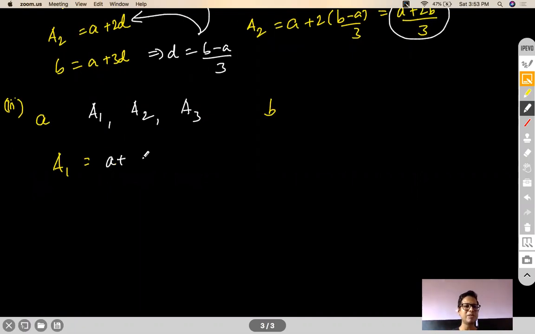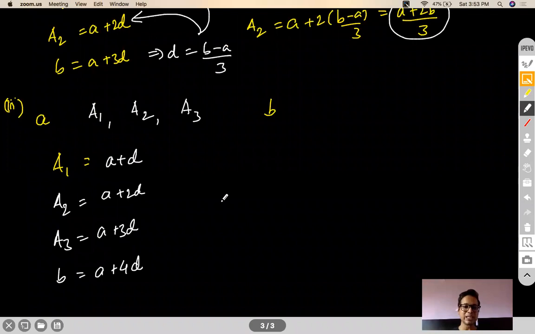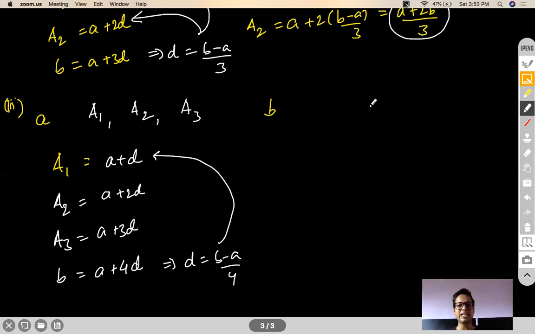So let's say d is the common difference. So A1 is small a plus d. A2 is small a plus 2d. A3 is small a plus 3d. And small b is a plus 4d. So from here, I can say d is (b minus a) by 4. Start putting it over here. So if you put it there, your A1 becomes a plus (b minus a) by 4, which is nothing but (3a plus b) by 4.